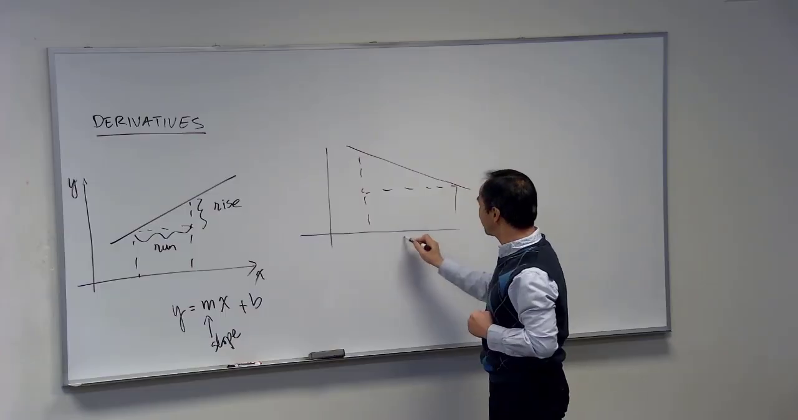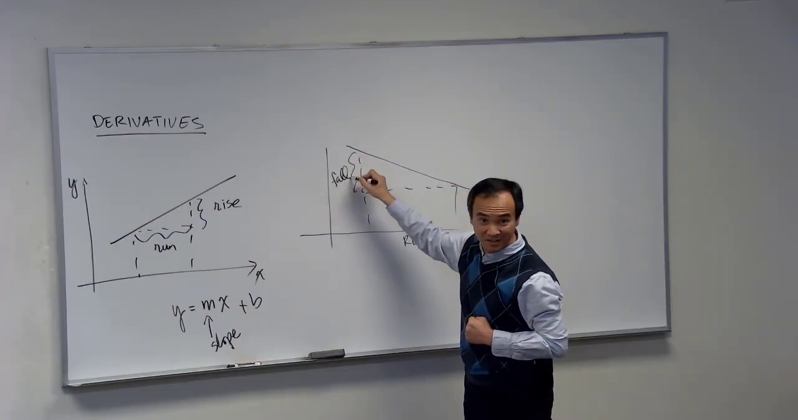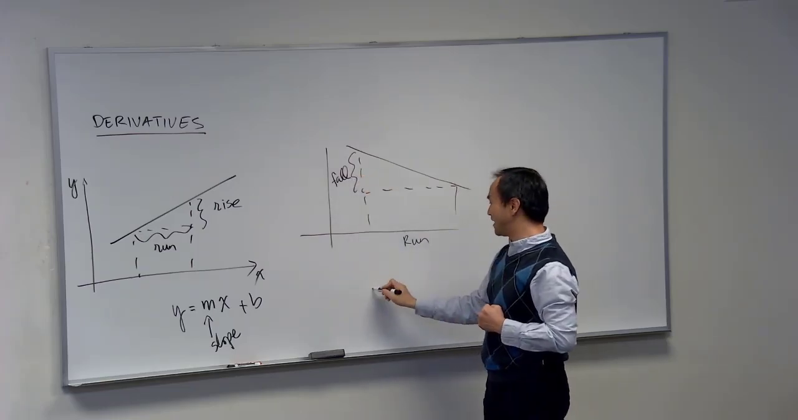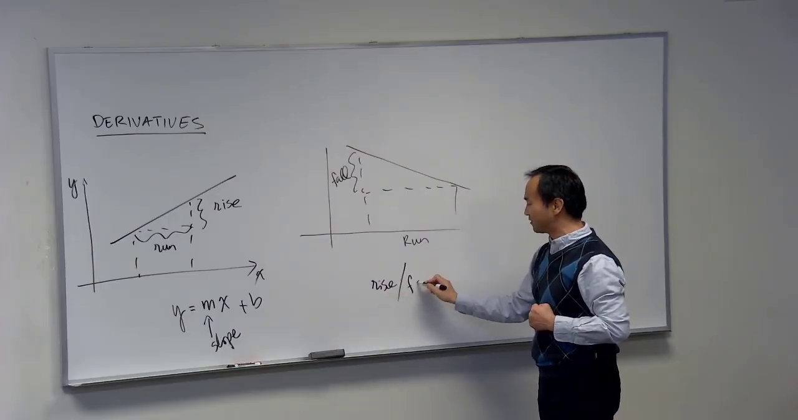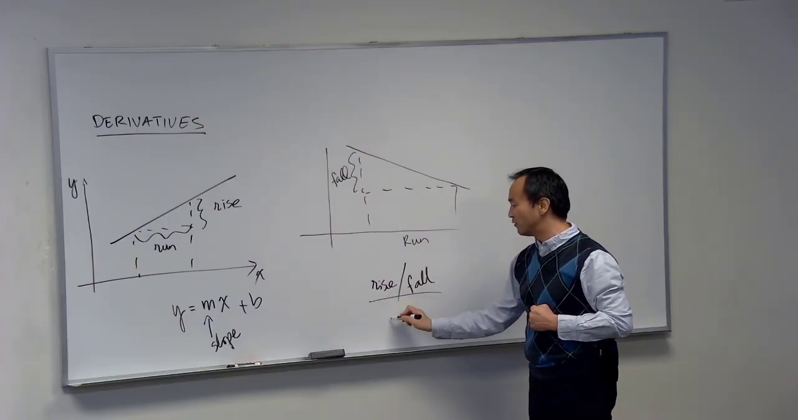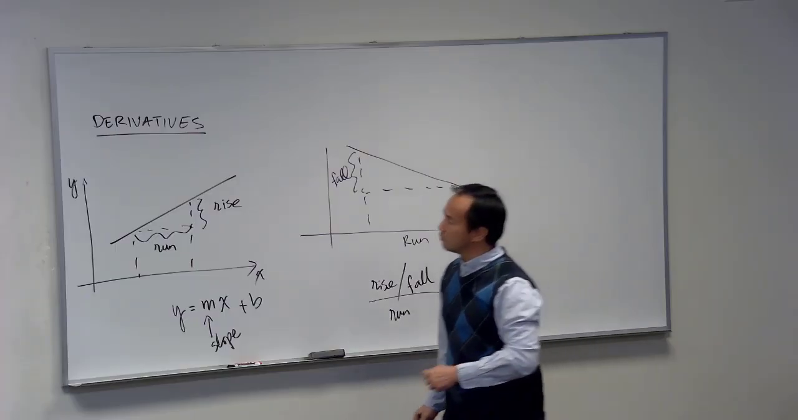So that's still your run right here, but sometimes I refer to the vertical change as fall as well. In my case, a lot of the time I precisely call it either rise or fall, but any of that is over run. Okay. So enough beating around the bush.